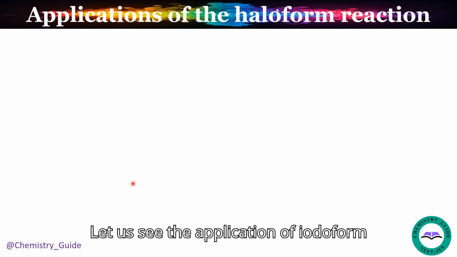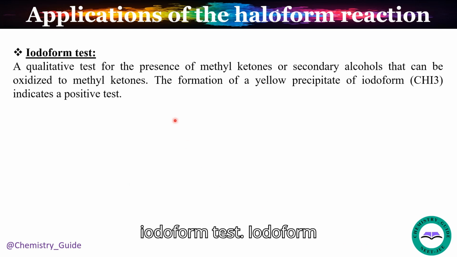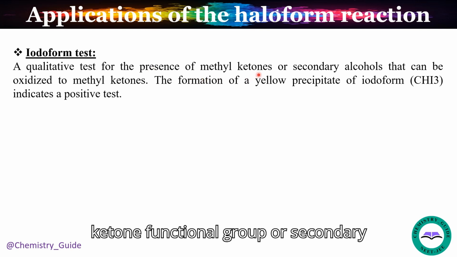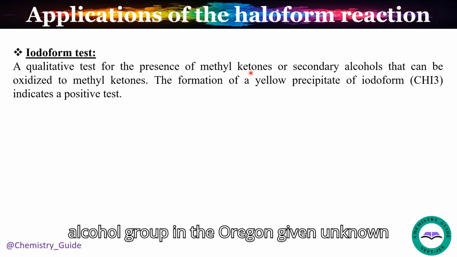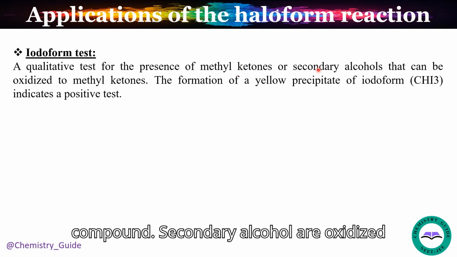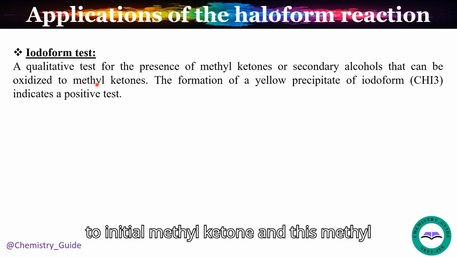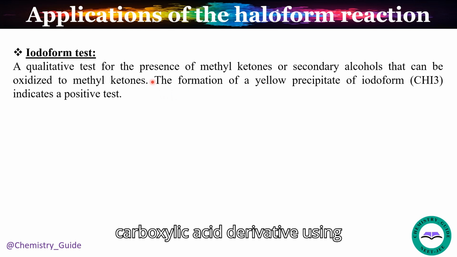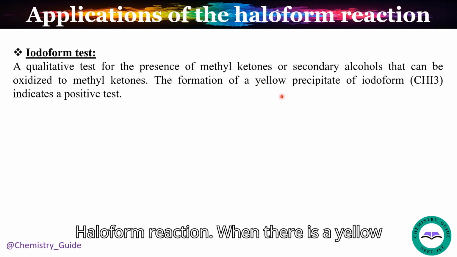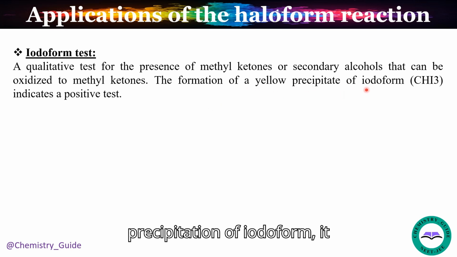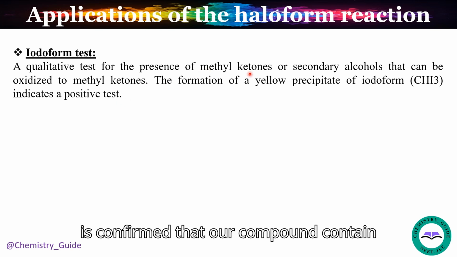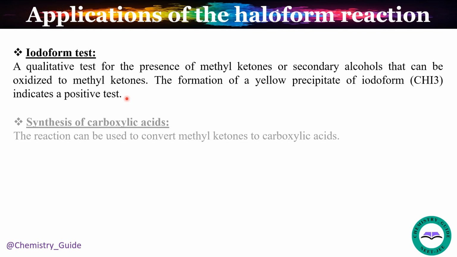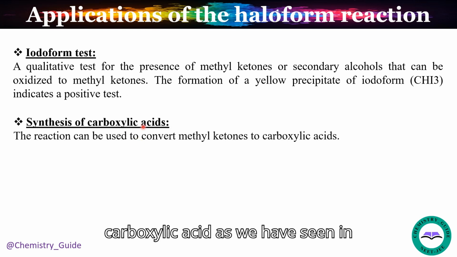Let us see the applications of the haloform reaction. The first application is the iodoform test. The iodoform test is used to detect the presence of a ketone functional group or secondary alcohol group in a given unknown compound. Secondary alcohols are oxidized to the initial methyl ketone, and these methyl ketones are further converted to the carboxylic acid derivative using the haloform reaction. When there is a yellow precipitate of iodoform, it is confirmed that our compound contains the carbonyl group or ketonic group in its structure.